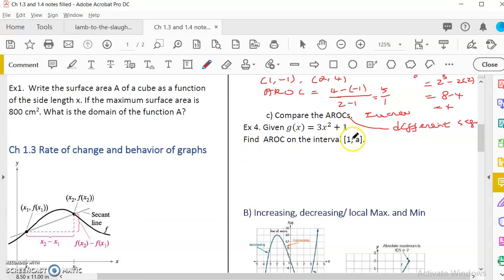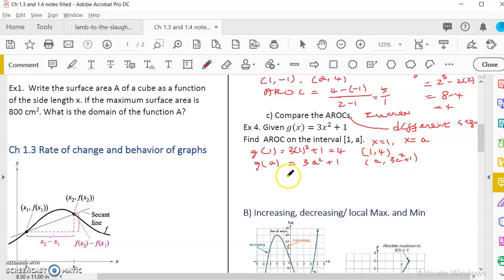So let's do the interval 1 comma a. That means x equal to 1 and x equal to a. This is how they write it. These are all x values, not the y value. So let's do g of 1. G of 1 is 3 times 1 squared plus 1, equal to 4. G of a is 3a squared plus 1, right? So we have 2 points, which are 1, 4, and also a comma 3a squared plus 1.